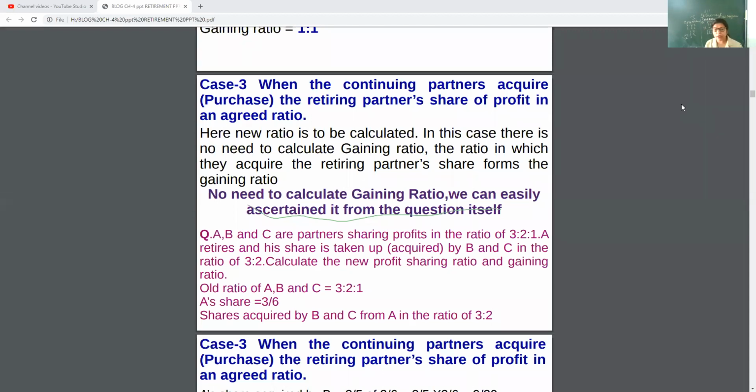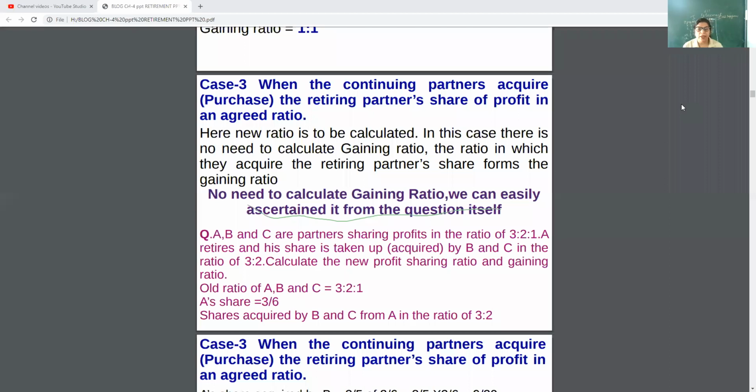Additional information is given with the gaining ratio, so the new ratio will be calculated. Here the new ratio is to be calculated. In this case, there is no need to calculate the gaining ratio. The ratio in which they acquire the retiring partner's share forms the gaining ratio. We can easily ascertain it from the question itself.